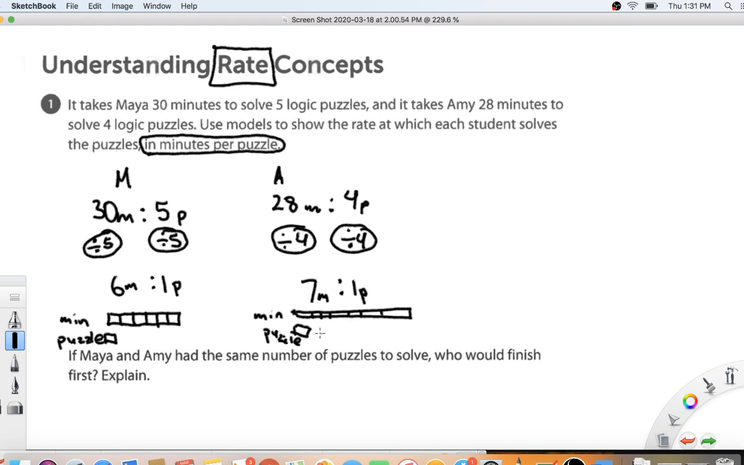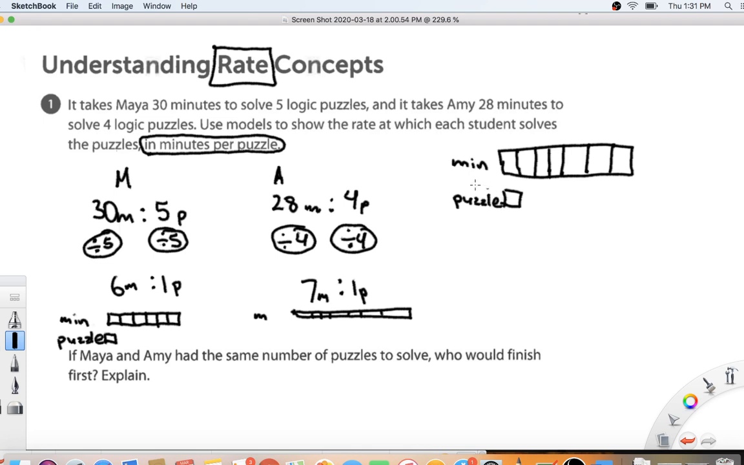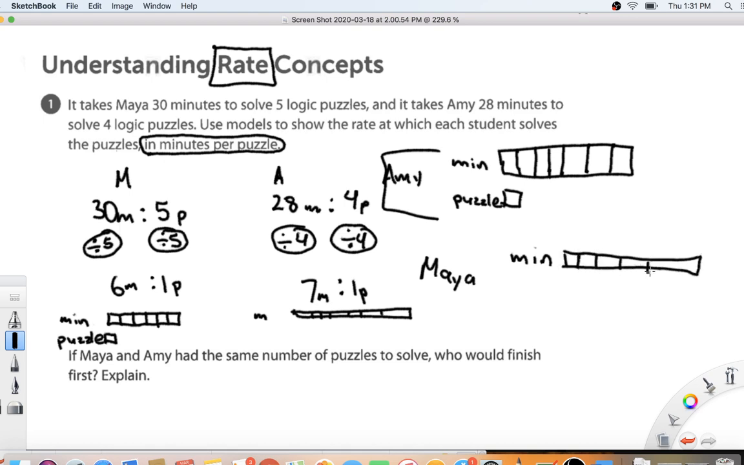Now let's do it better. I don't like this. So 1, 2, 3, 4, 5, 6. Still getting used to this thing. So this will be our minutes per 1 puzzle. And this would be for Amy. And then for Maya, again, we put minutes. We would do 6 boxes. 1, 2, 3, 4, 5. And then puzzles, it would just be 1.